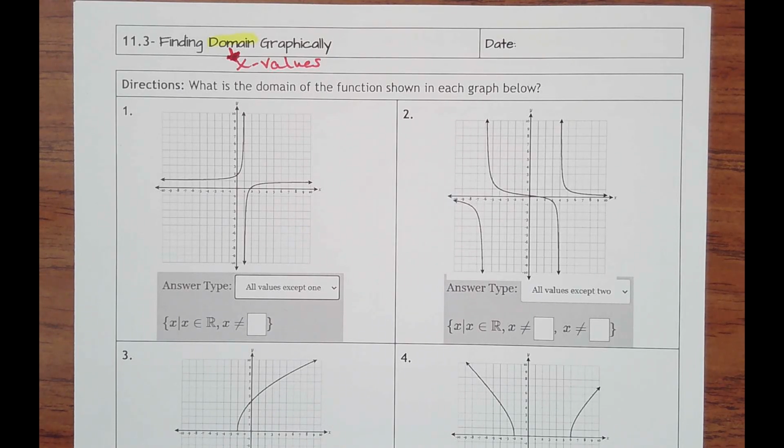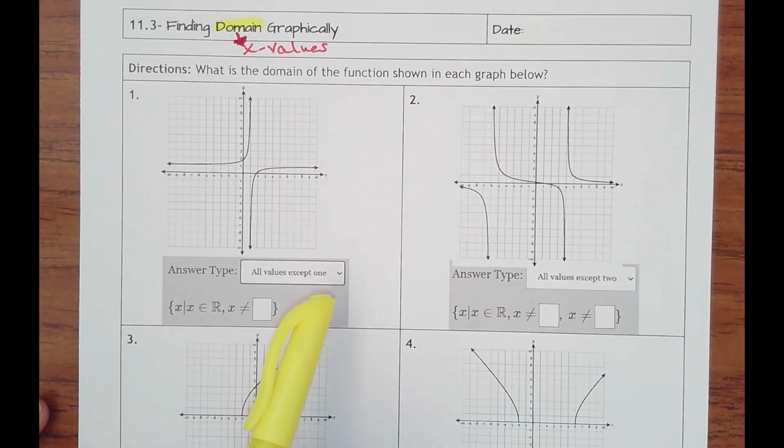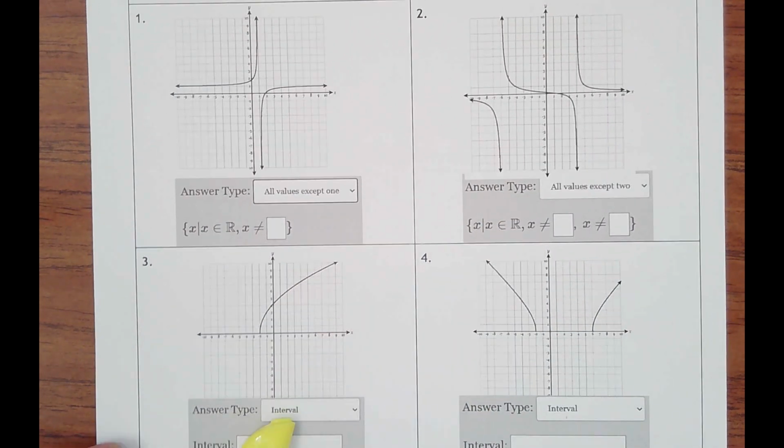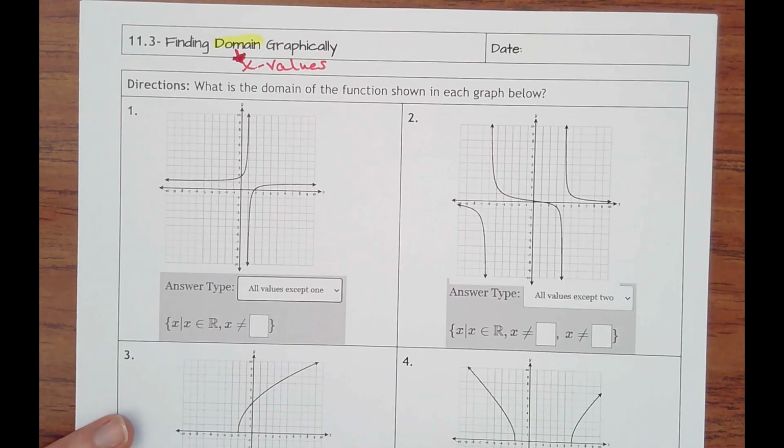So in Delta Math, it will have you choose from this drop-down menu what type of answer. I've already chosen that, so you can use that to help you if you need to look back at your notes, but your options are all values except for 1, all values except for 2, or some kind of interval. Just be aware that I've already chosen that.